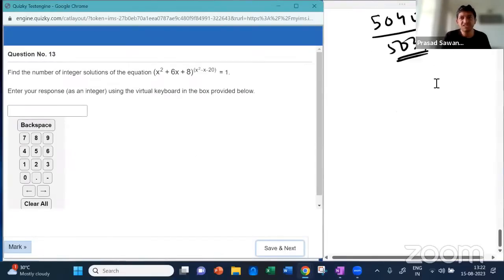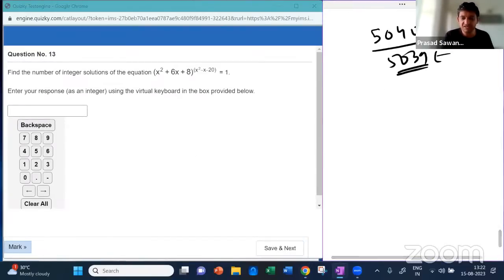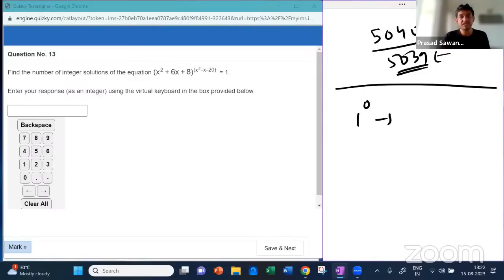Find the number of integer solutions. This is similar to one of the questions that appeared at CAT 21 or 22, I believe. So it's basically 1 raised to 0 and all those things. Okay, let's see. So if it's in the form of 1 raised to 0, तो क्या होगा? X square minus x minus 20 is 0. Integer solutions. So minus 20 should be the product.